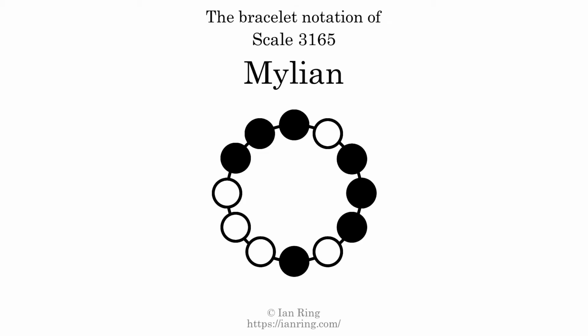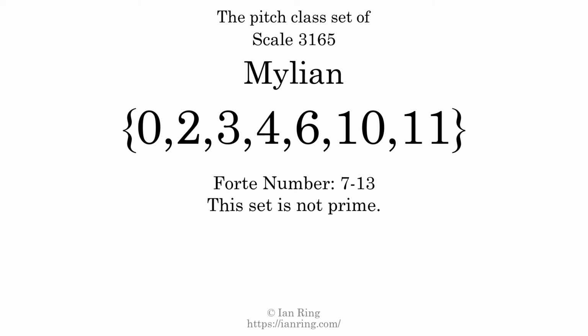This is a bracelet notation diagram of scale 3165. The shaded circles represent tones that appear in the scale, and they are read clockwise, starting at the top. The pitch class set for this scale is 0, 2, 3, 4, 6, 10, 11. The Forte class is 7-13. This set is not prime.